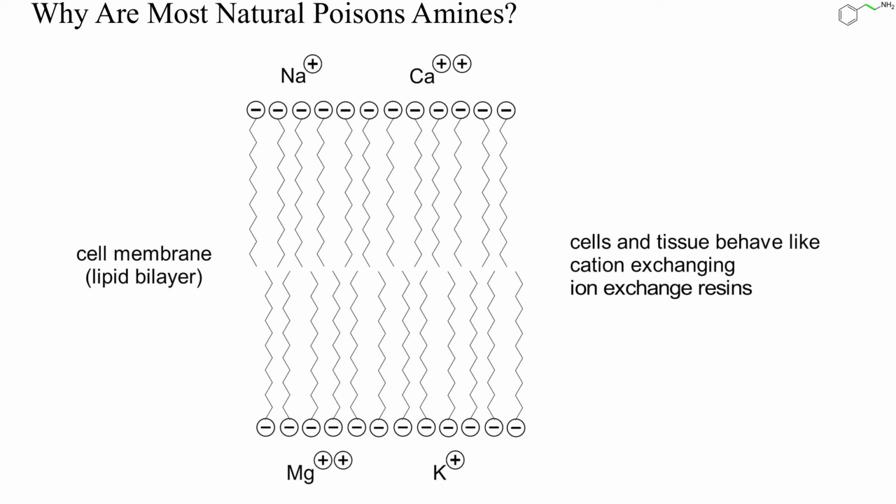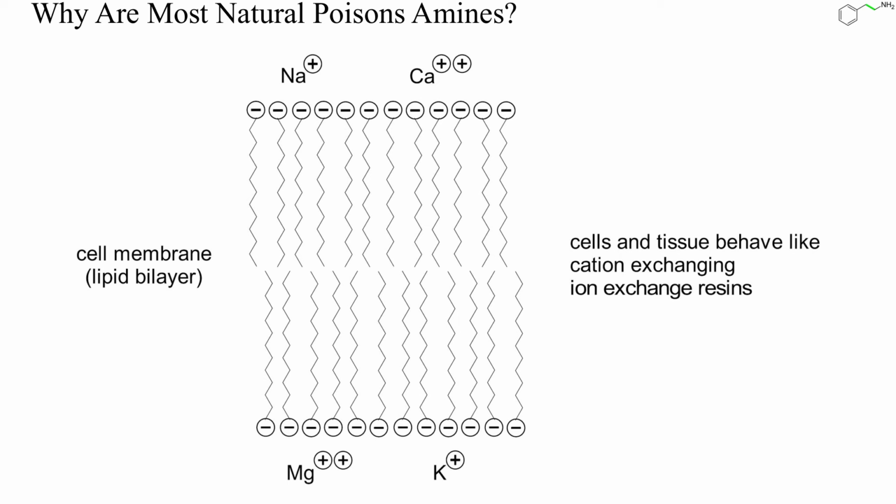There are of course exceptions, for instance the lipophilic alcohol cicutoxin or fluoroacetic acid, an inhibitor of the citric acid cycle. But many natural poisons, in particular those meant for oral delivery, are amines. The reason is that cell membranes have a net negative surface charge and act as cation exchange resins.